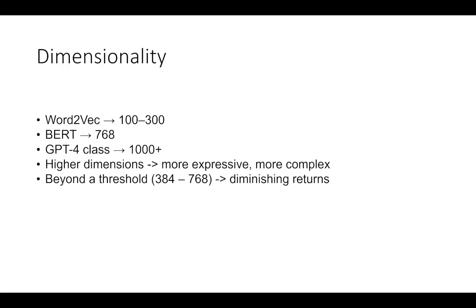But mind you, higher dimension means more expressiveness, but it is more complex. It's more compute, more network, more cost. And beyond a certain threshold, which is found to be around 384 to 768, the returns are diminishing. So actually, LLMs like GPT-4 class are really stretching it. Okay, so that's the scoop on word embedding and cosine similarity and how it works in RAG for the similarity or the semantic search as we know it.